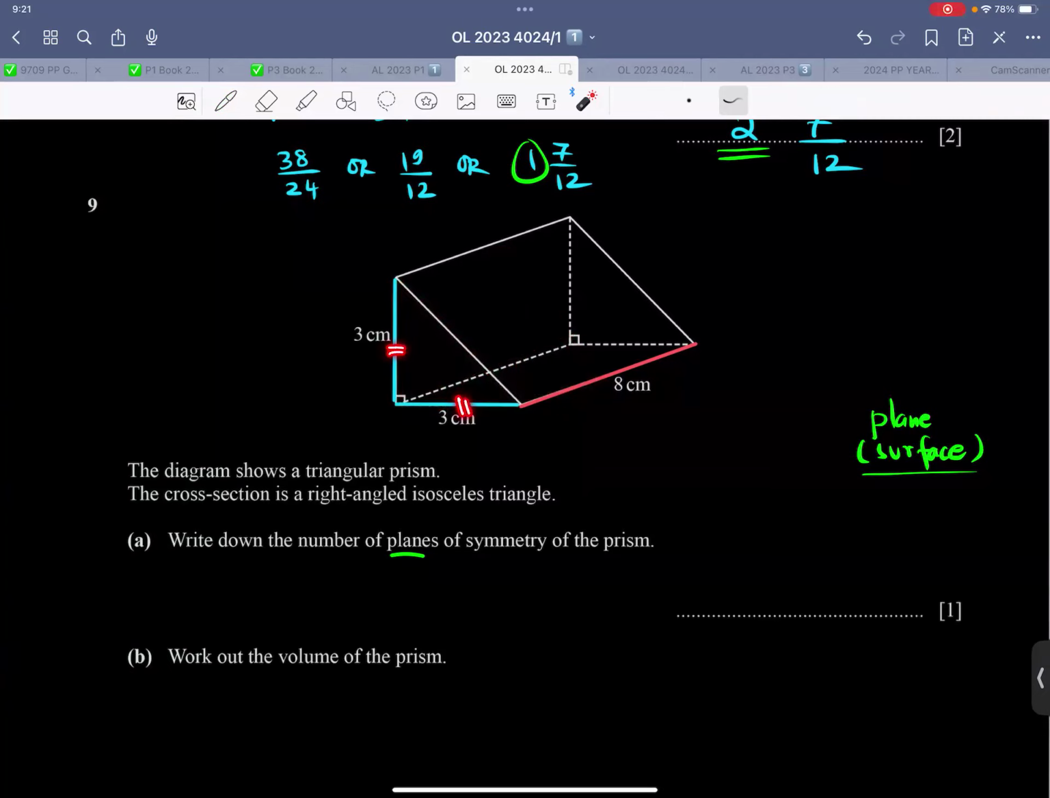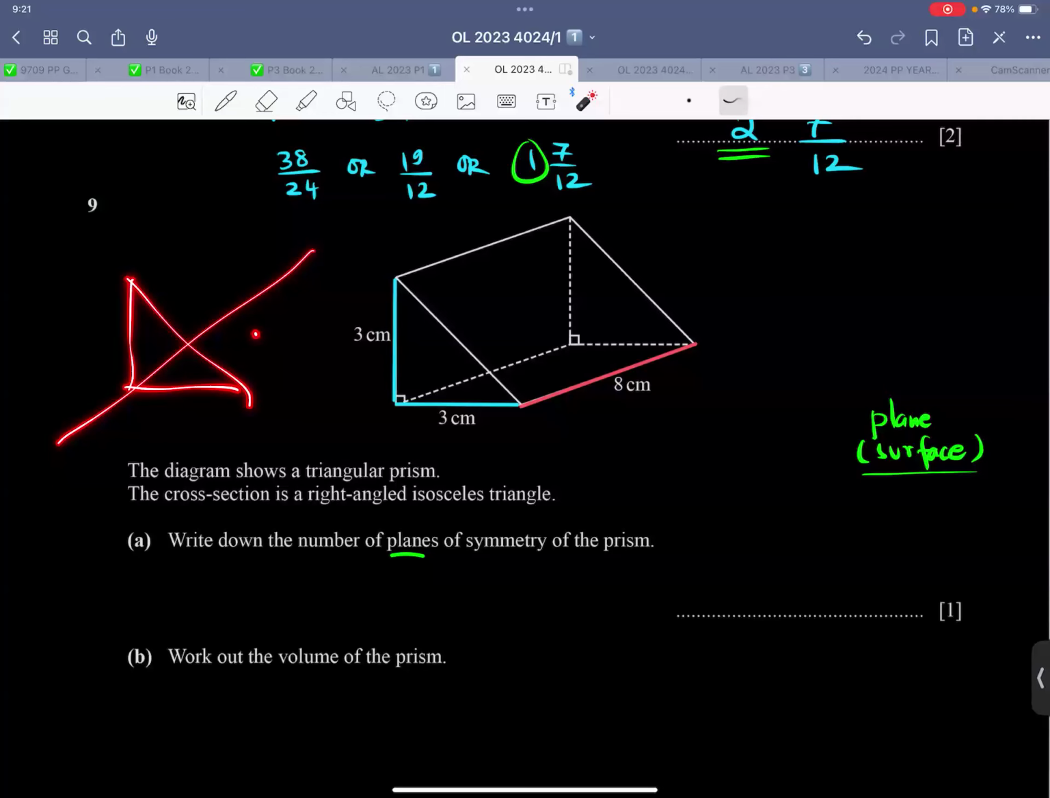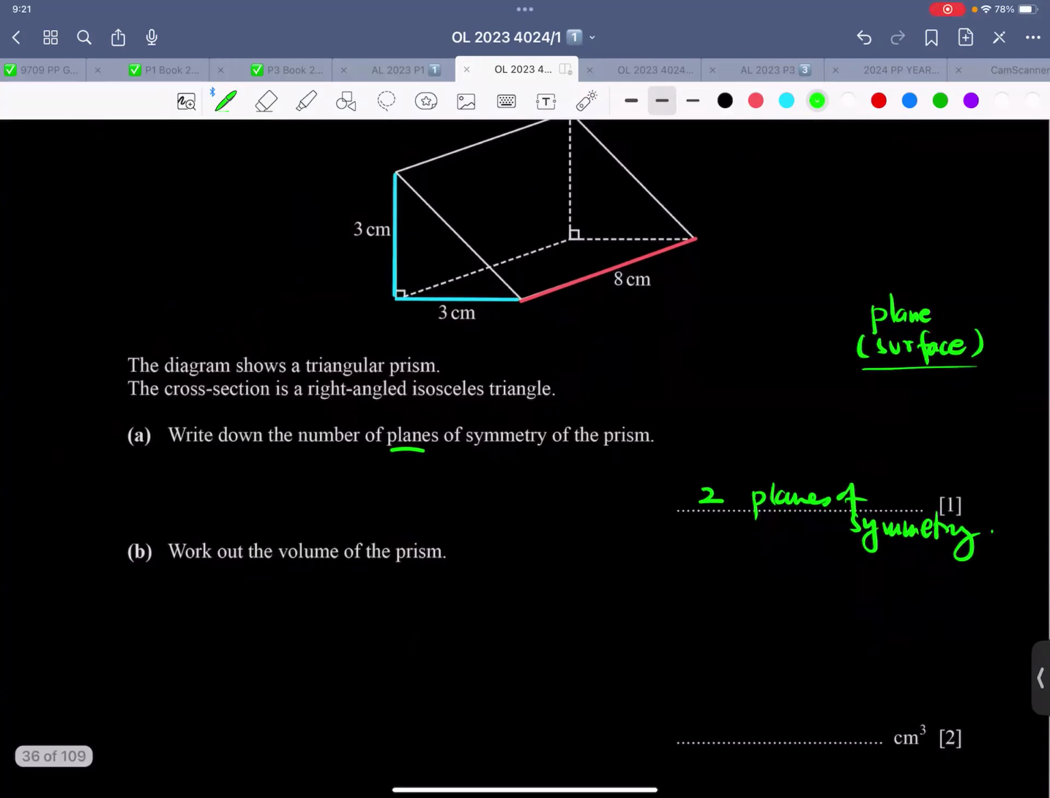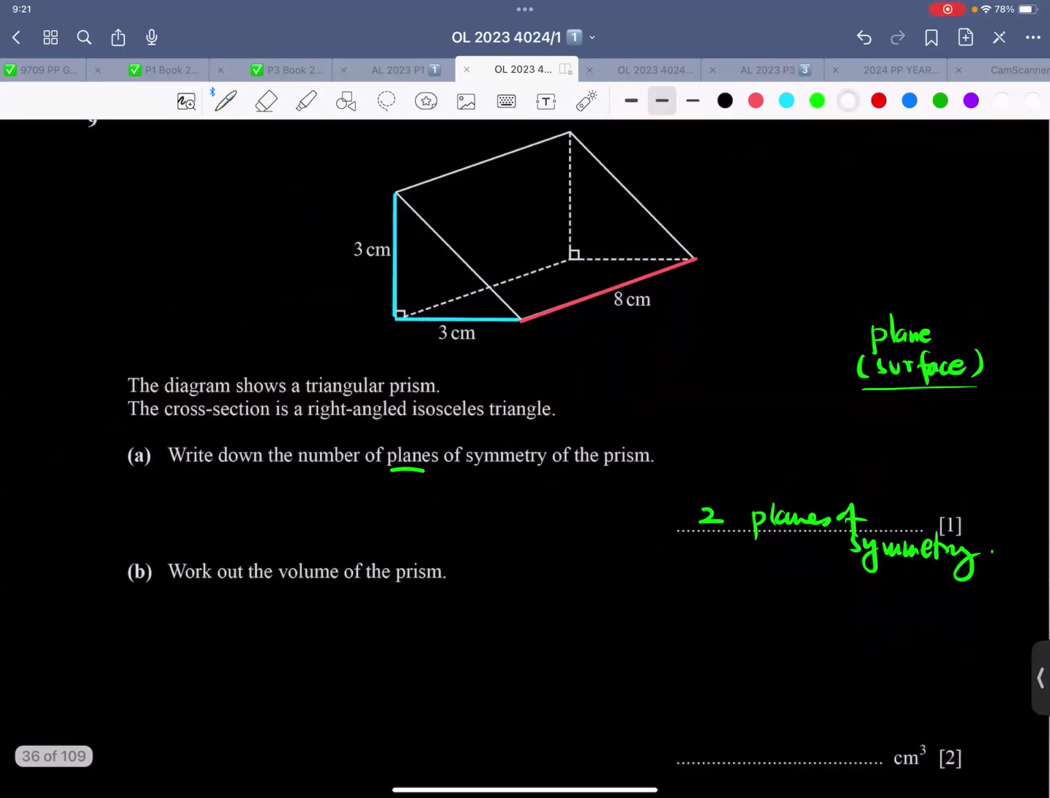Similarly, these two lengths are equal. So if I cut it like this, and basically I have a piece of paper like that, and that's cutting halfway through. So this is like exactly cutting in the middle. It's basically understanding a line of symmetry for this triangular cross section, and it will continue throughout. So therefore, I write two planes of symmetry. So two lines of symmetry in 2 dimension, that's like a plane in 3 dimension.